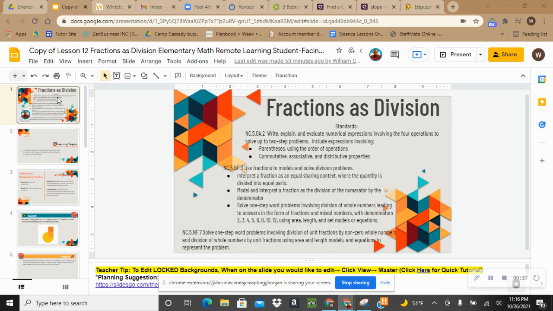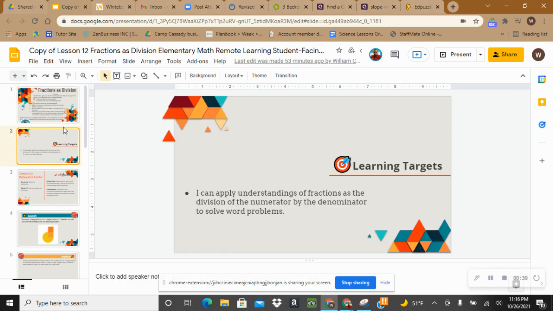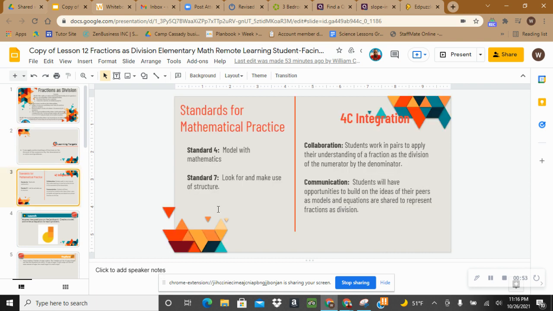Your learning target for today: I can apply understandings of fractions as the division of the numerator by the denominator to solve word problems. So we're still looking at fractions as division. A fraction is just a division problem. 1/2 is just 1 divided by 2.